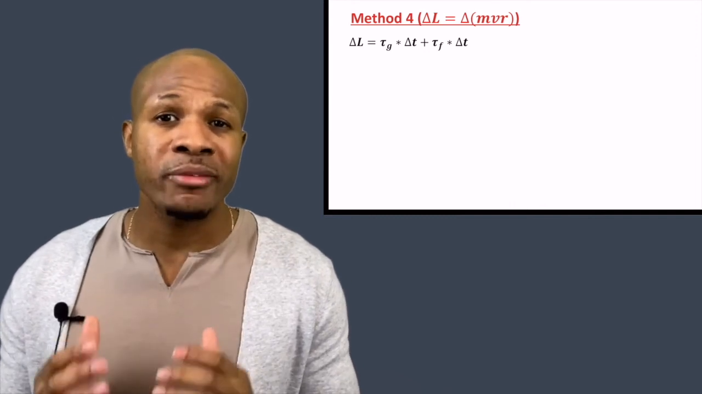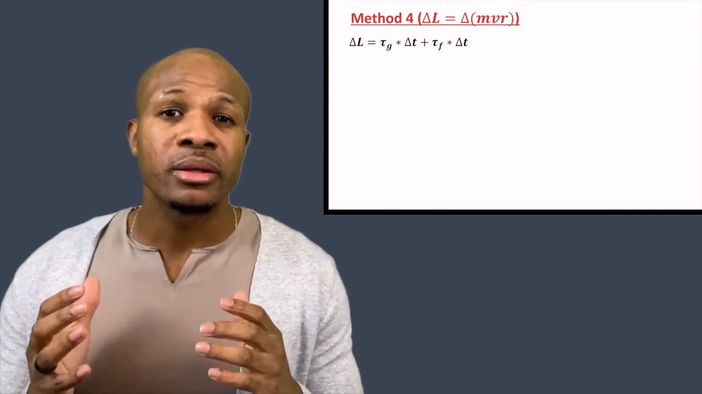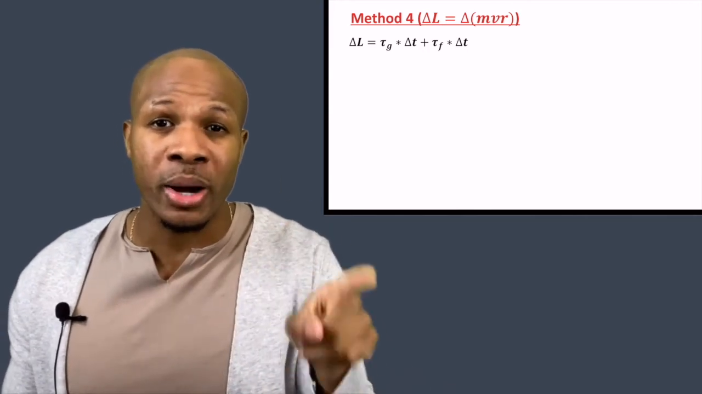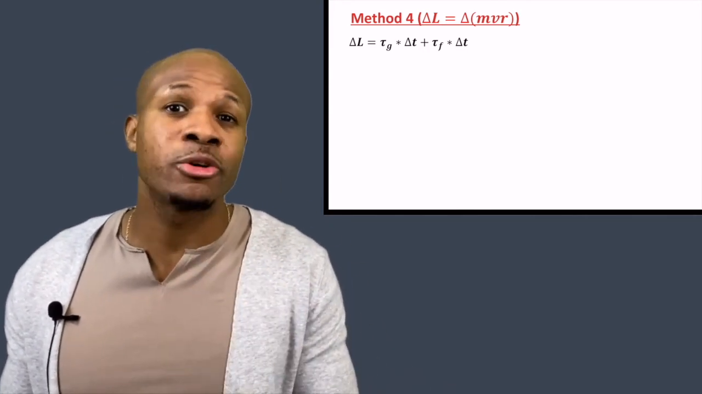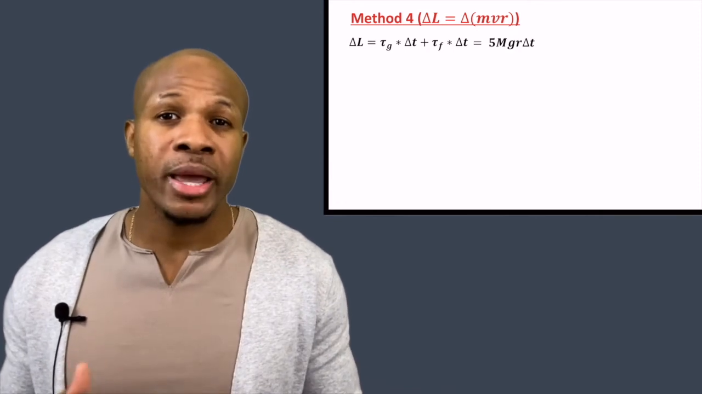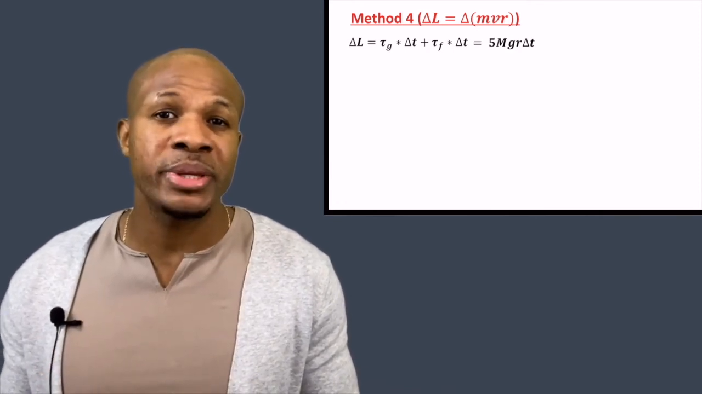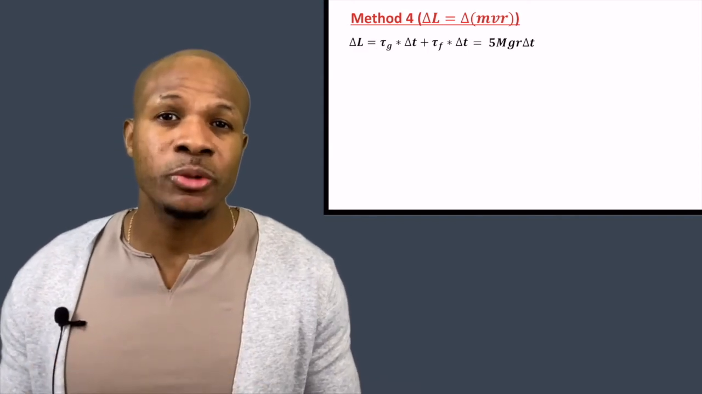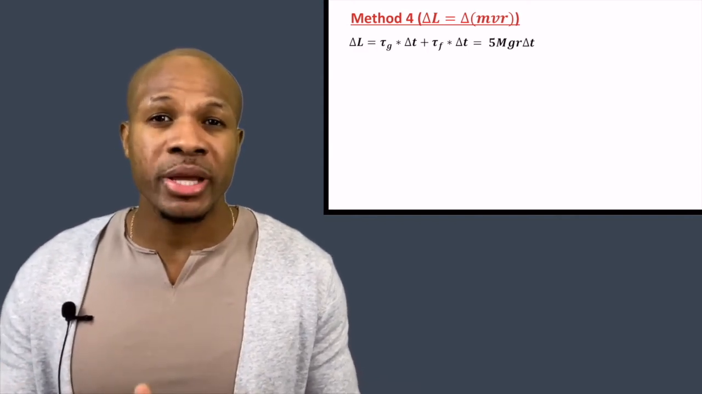So let's start with the gravitational force acting on the heavy block on the right side. It's going to cause the pulley to rotate clockwise, so that torque is going to be a positive torque. Therefore, the angular impulse for that force is going to be equal to 5mg times the radius of the pulley times delta t, which is the amount of time that torque acts on our system.